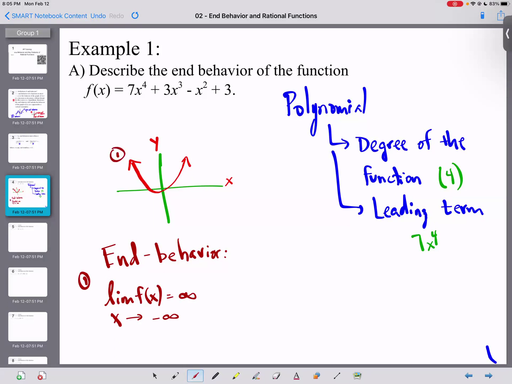that arrow there. And the second limit we could write for the end behavior on the right side is we would say this function also goes up to positive infinity as x approaches the right. And so we'd write the end behavior like that.